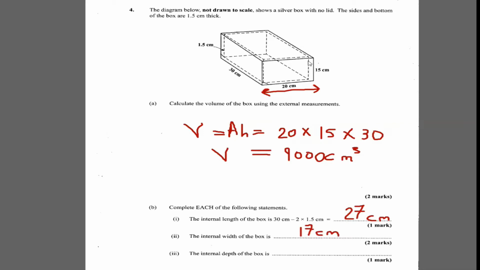They want the internal depth. The internal depth, this is the depth. All right, this is the depth. And so we're going to have to subtract the 1.5 and the 1.5. All right, subtracting the 1.5 twice, we have 15 minus 2 times 1.5, which is 12 centimeters. Nice.